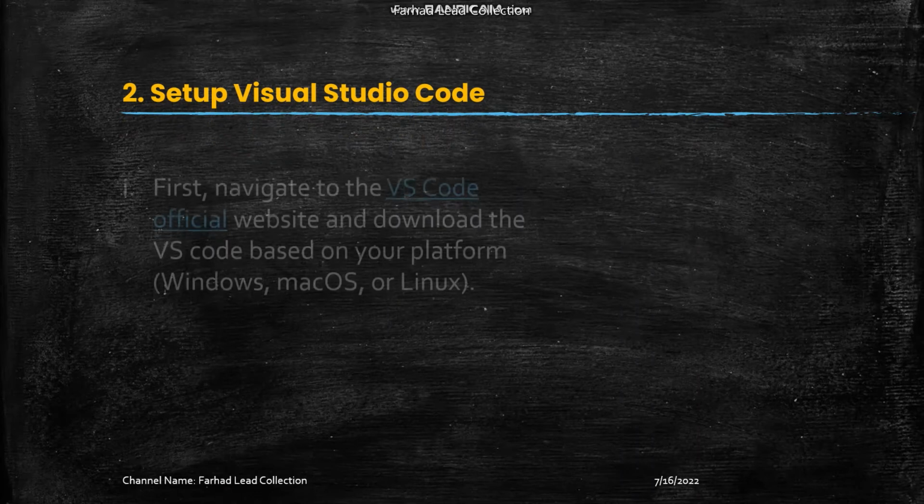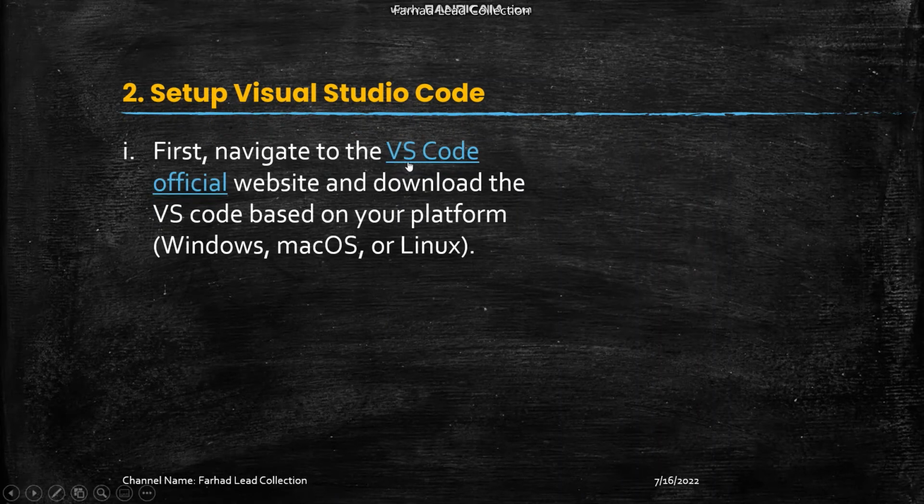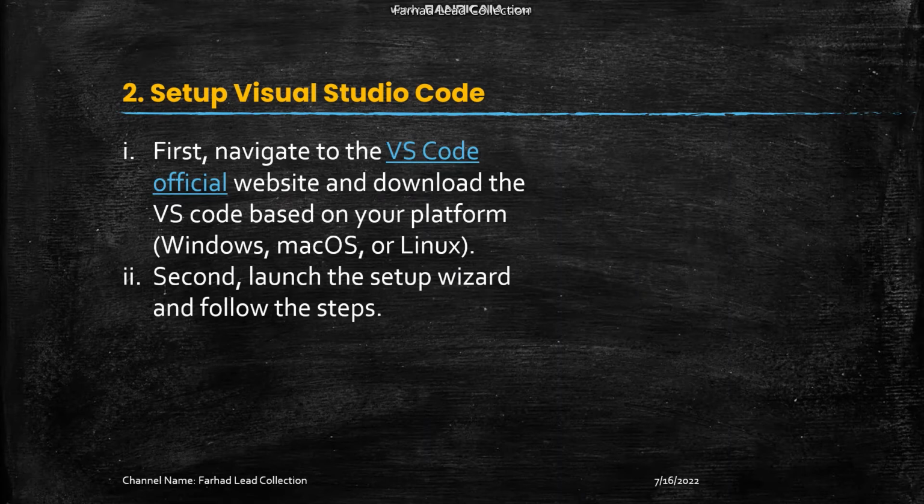Set up Visual Studio Code. First, navigate to the VS Code official website. I will mention this link in my description box. Just click on it and download it for your Windows, Mac or Linux. It's very easy, very simple. Just go there and download. Once downloaded, an exe file will be there. You click on the exe file, and after that you just click next, and it will be installed on your system. Second, launch the setup wizard and follow the steps.